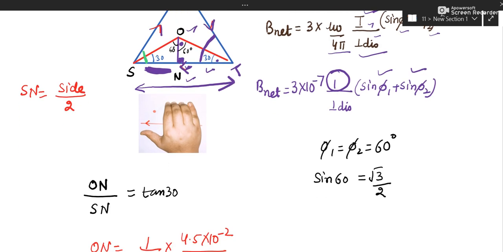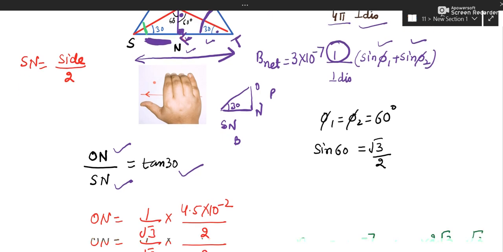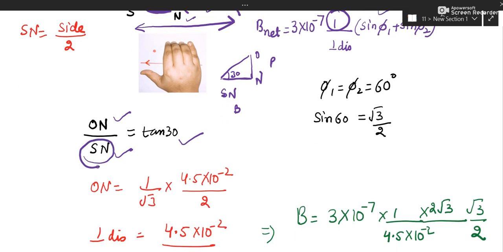So see, I've written here ON up, base down, base is SN. I have to find out ON, and this is my 30. So this is perpendicular, this is my base. So we can use the formula of tangent 30. And this is your half of side. Side is given as 4.5 into 10 to the minus 2.